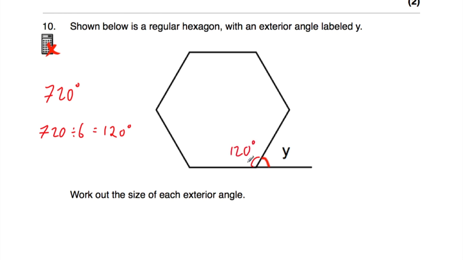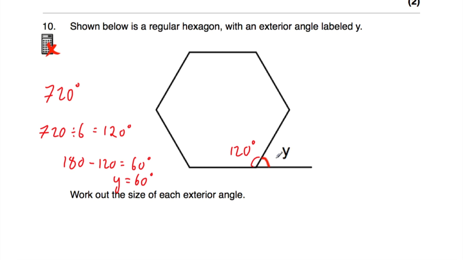So that means that this angle is 120 degrees. Now obviously this makes a straight line, so if we do 180 subtract 120, that's going to be equal to 60. So that means that Y is equal to 60 degrees, and that's it. So Y equals 60 degrees. So that means that each exterior angle, because it's a regular hexagon, will be 60 degrees. So that's one way we could do that question.